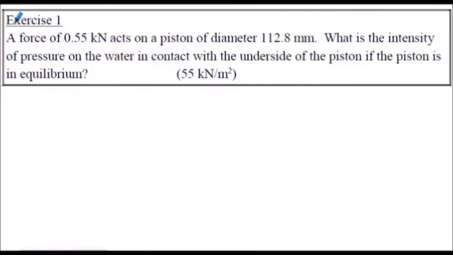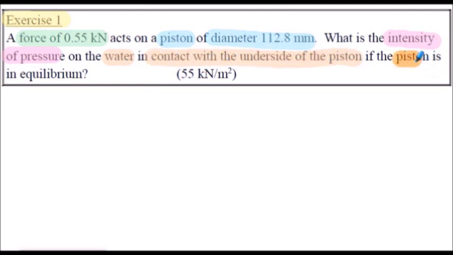Here's an exercise for you to undertake. If a force of 0.55 kilonewtons acts on a piston having a diameter of 112.8 millimeters, we've got to determine the intensity of pressure on the water in contact with the underside of the piston if the piston is considered to be in equilibrium. In other words, it's stationary. The answer is given in the bracket here.